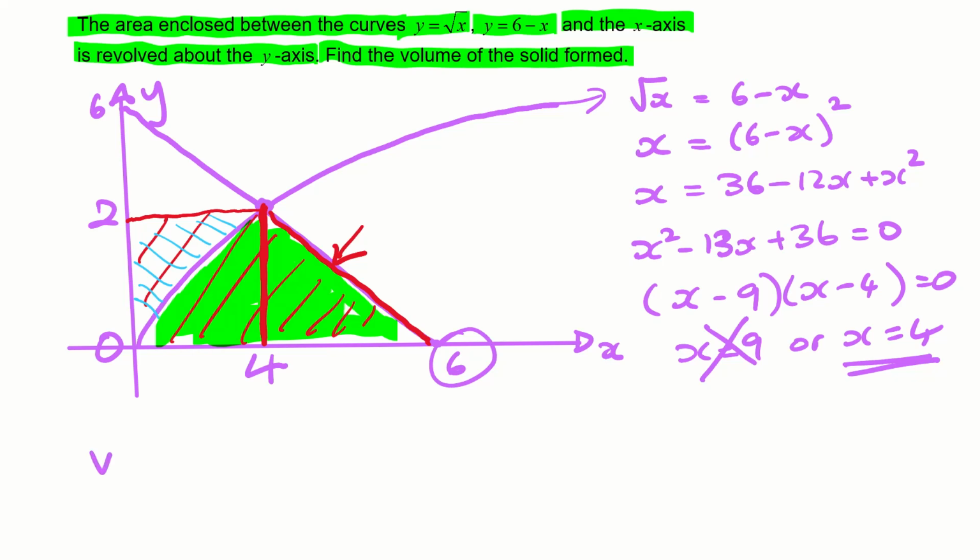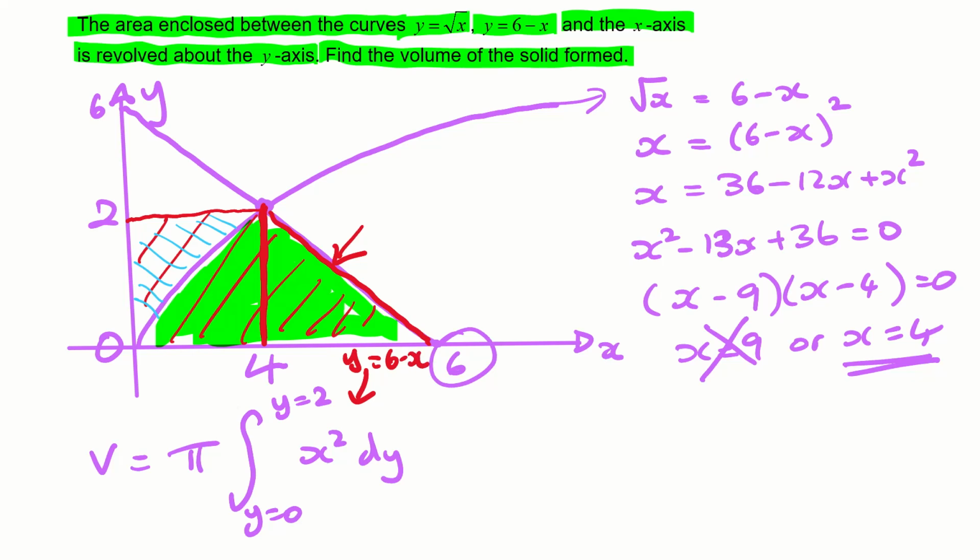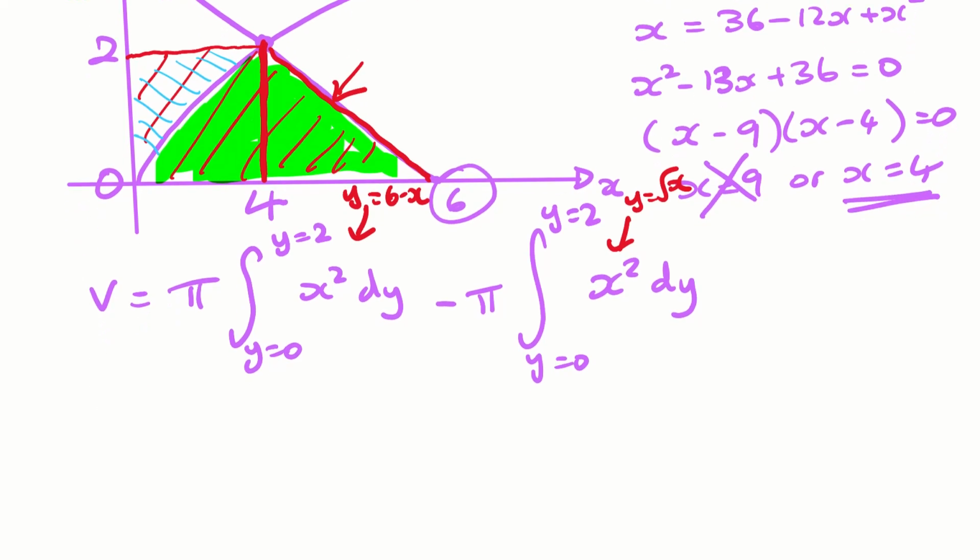So what we're going to need is pi times the integral from y equals 0 to y equals 2 of x squared dy, where this one is the y equals 6 minus x, take away pi times the integral from y equals 0 to y equals 2 of x squared dy, where this one is the y equals root x.